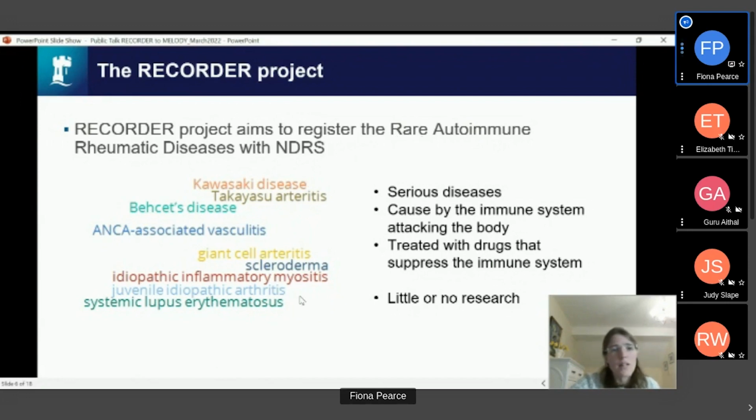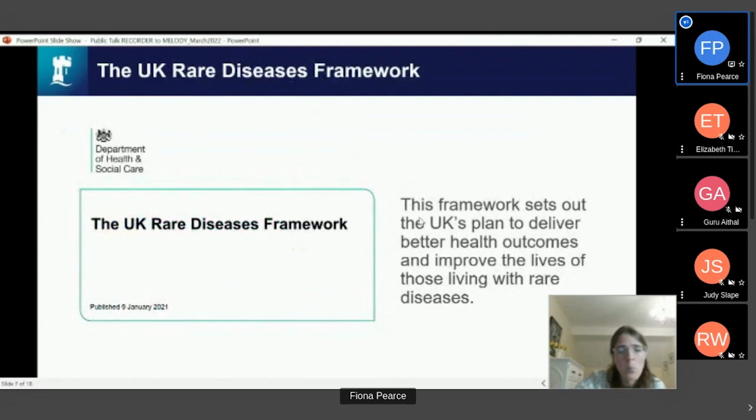These brightly coloured, weird-looking words on the left are the specific names of the rare autoimmune rheumatic diseases. But what do I want you to take away from it? Not the specifics of the difficult to pronounce names, but that they're serious diseases. They're all caused by the immune system attacking the body, and they're all treated with drugs that suppress the immune system. But we know almost nothing about them. We don't know how many people in the UK have them, what the risk factors are, or what happens to people with them, because there's been little or no research in any of them.